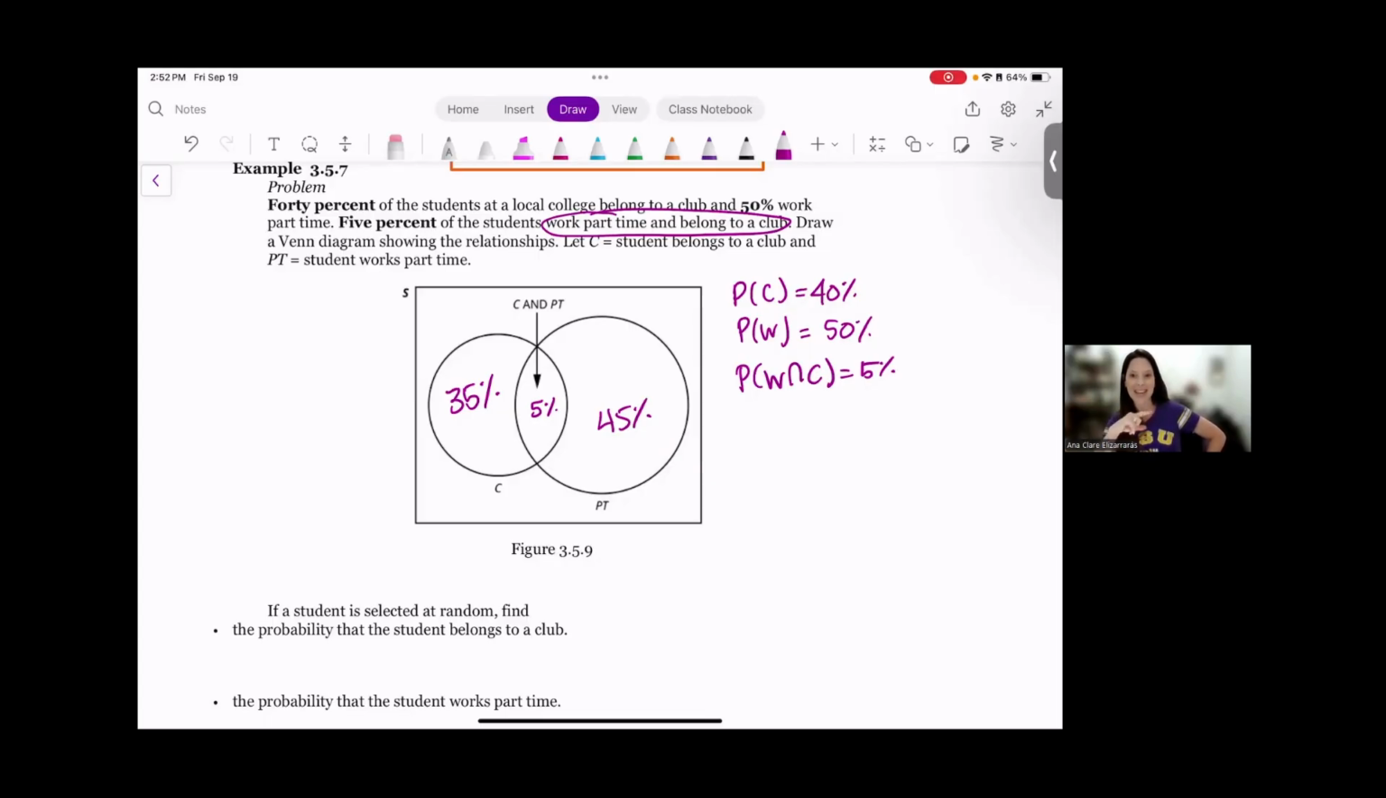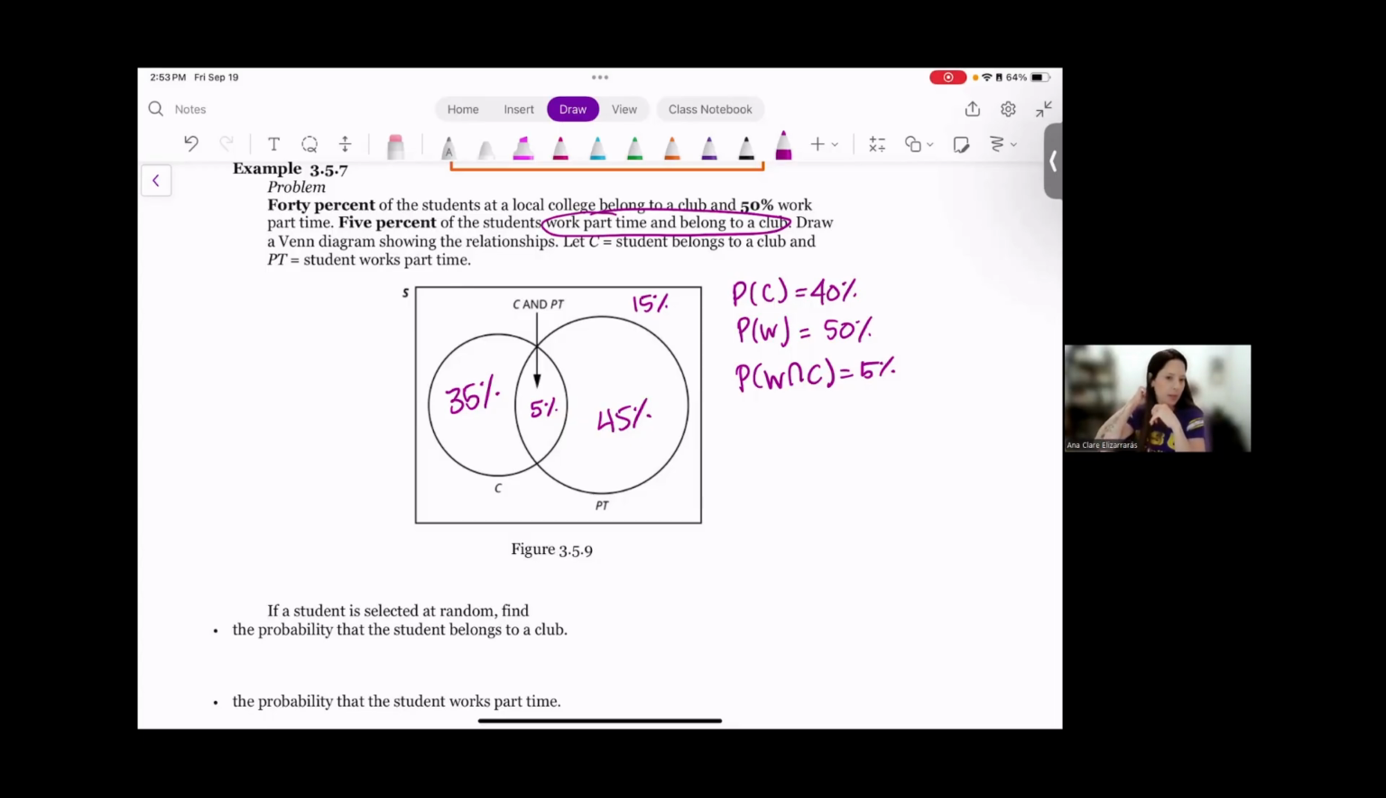Plus 35 is 85%. It's not 100. I need 15% on the outside to make me to 100. That means that 15% do not work and do not belong to a club. Now I can answer these questions about percentages of people who do belong to a club, who might do both, things like that.